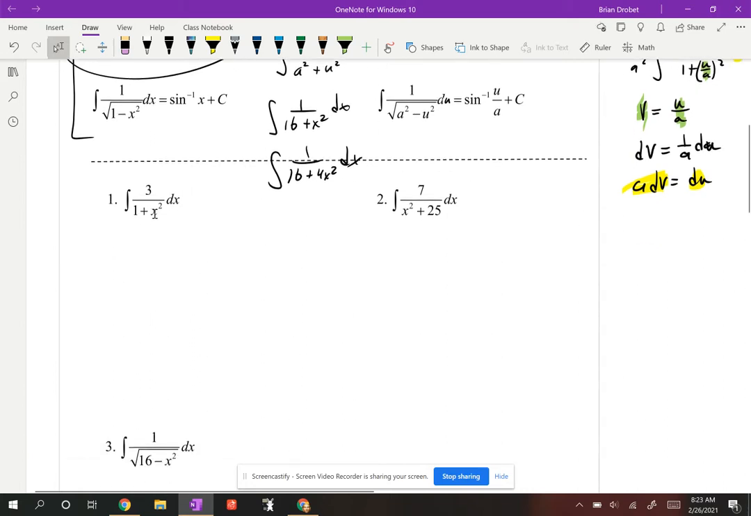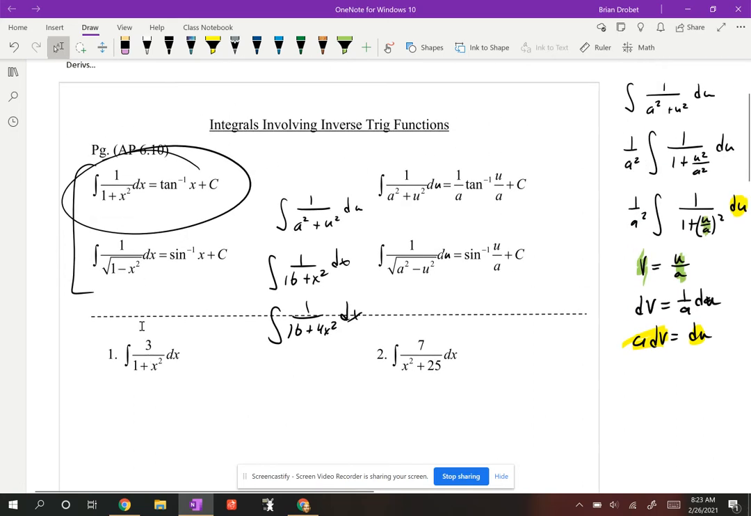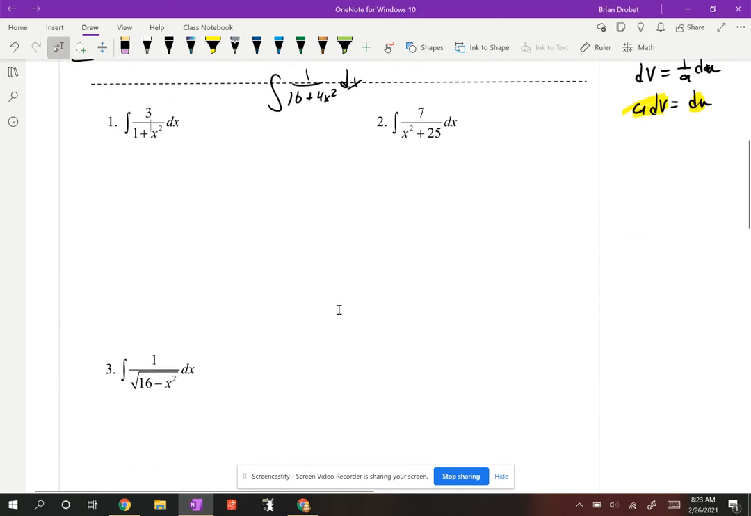Now, in these cases, what you see is I have a quadratic with a constant because that's what the format of inverse tan and inverse sine is. It's either a constant plus a squared term or a constant minus a squared term underneath the square root. So we have to be able to recognize that these look like an inverse tangent.